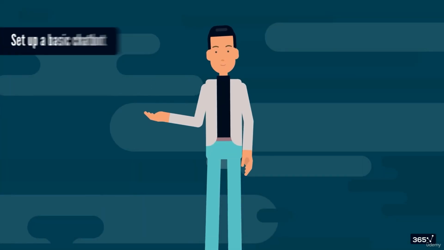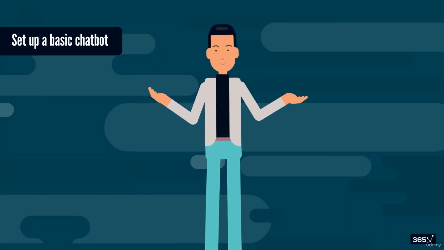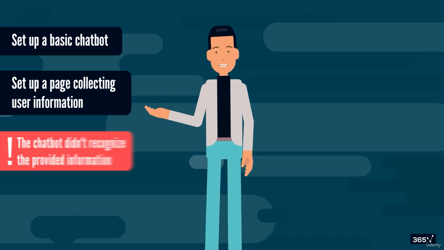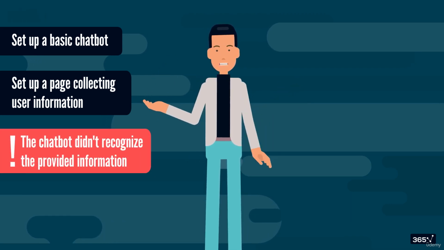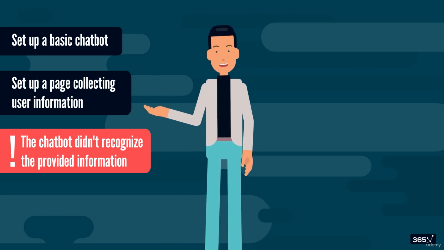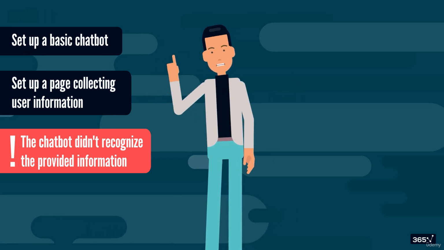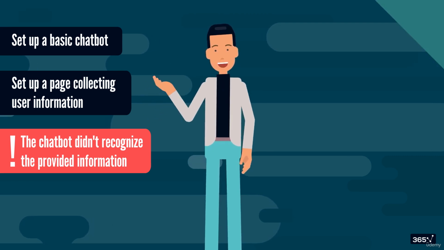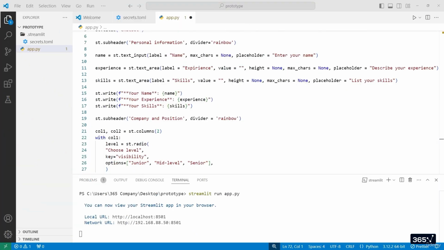In the previous lesson, we set up a basic chatbot and a page that collects user information. But we encountered an issue where the chatbot did not recognize the information provided during the setup stage. In this lesson, we'll address this problem and enhance our chatbot to ensure it effectively utilizes user input. So, first, let's think about how we can solve this.